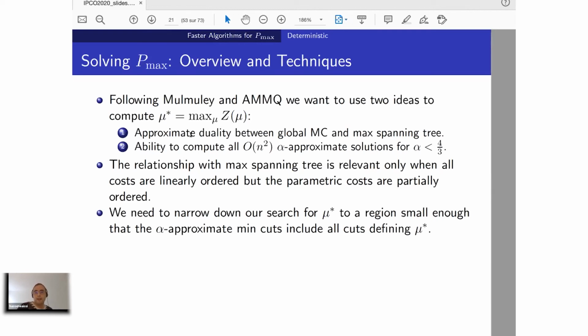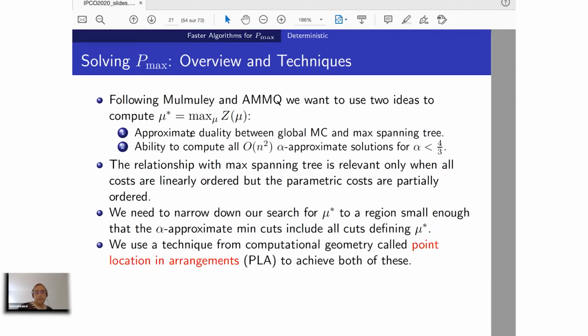And then among them, we can compute our target value mu star. For that purpose, we will borrow a technique from computational geometry called point location in arrangements to achieve this target.